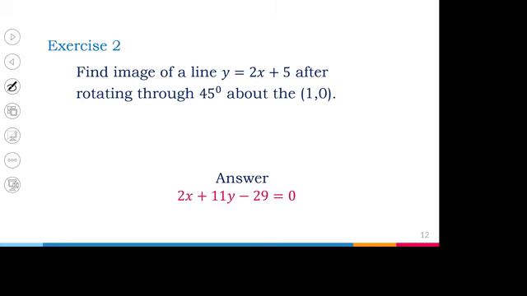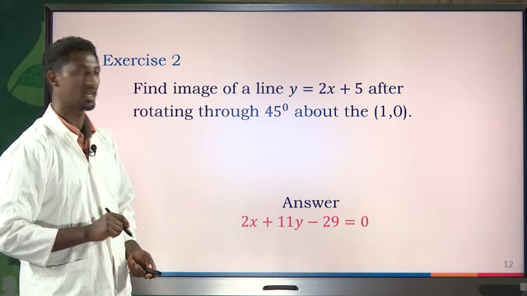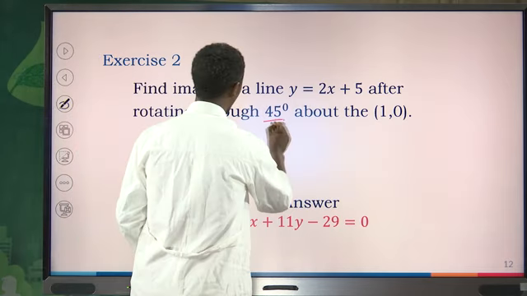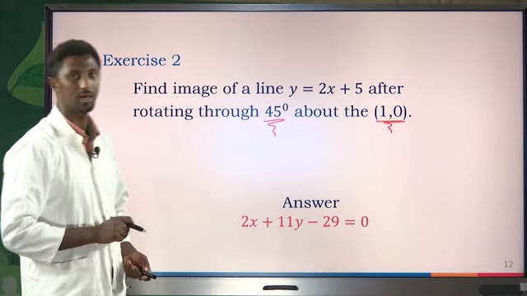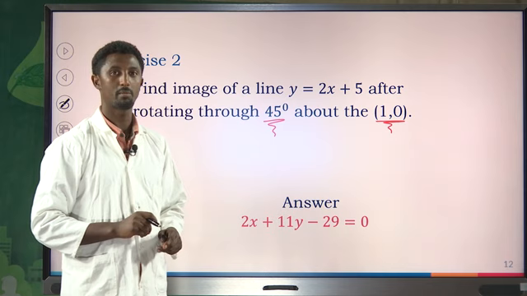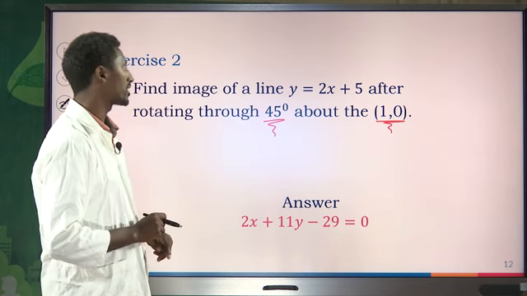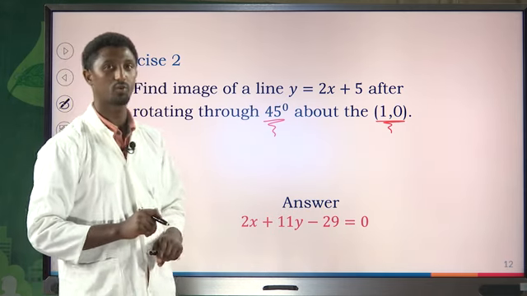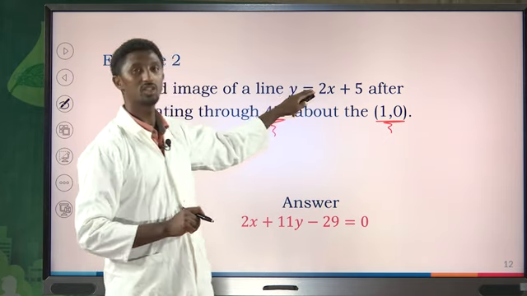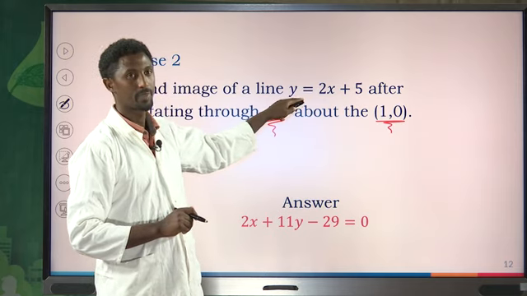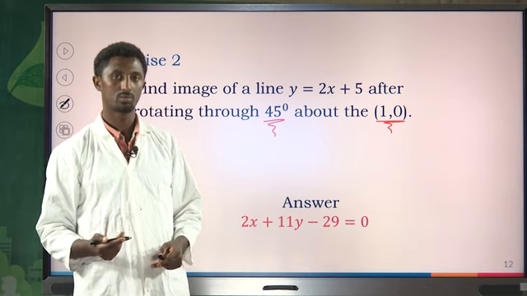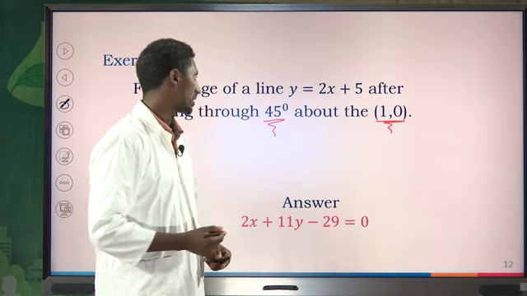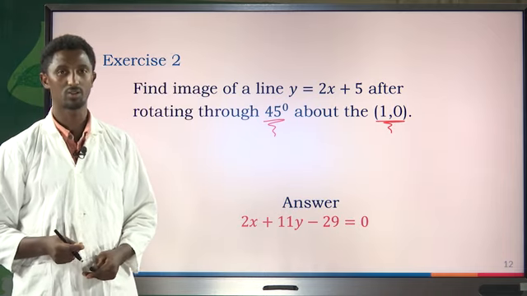Then another exercise: find the image of y equals 2x plus 5 after rotating through 45 degrees about the center of rotation (1, 0). To find the image of a line after rotating through 45 degrees, take any 2 points on this line and find the image of those points. So to find the image of a straight line, use those 2 points.